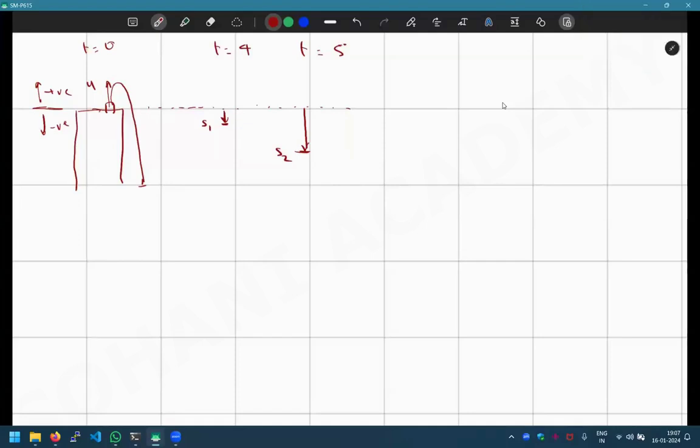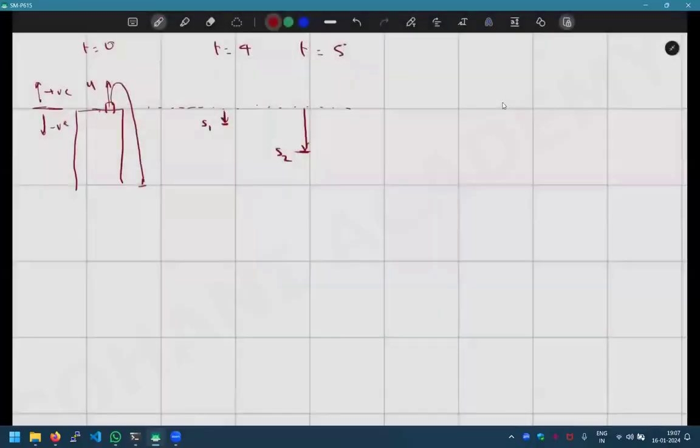So actually, I followed another approach. I have done this in my foundation. I was given a formula for the distance in the nth second, and I used that formula directly. The formula was u plus a into (n minus half). So I got the answer directly.